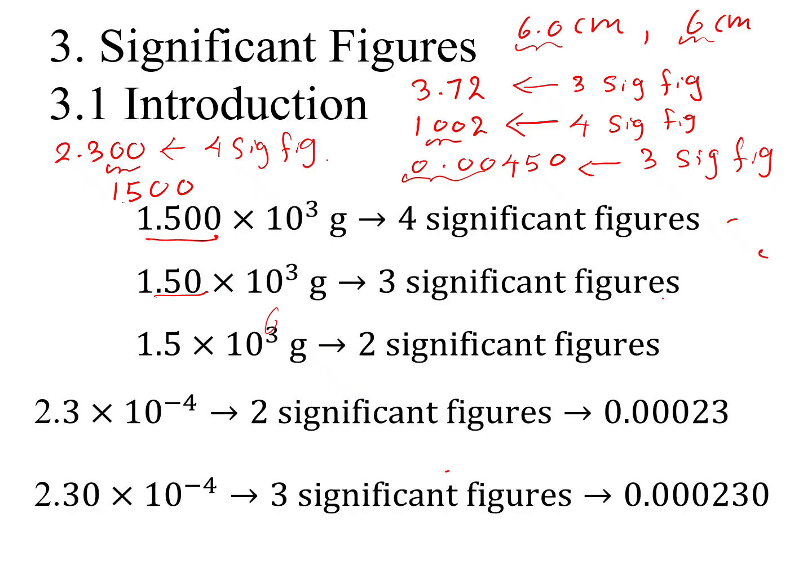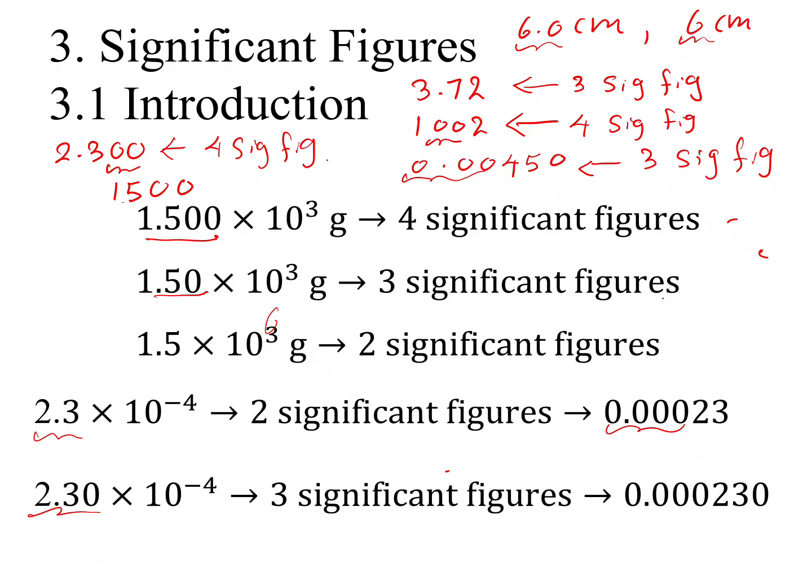So in this example, if you write 2.3 times 10 to the power minus 4, we have two significant figures. This number will be 0.00023, and all of these leading zeros are not significant. The 2 and 3 at the end are significant. But if you write it as 2.30 times 10 to the power minus 4, then this will have three significant figures.